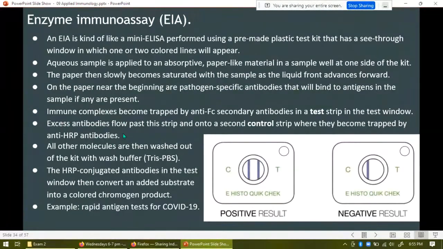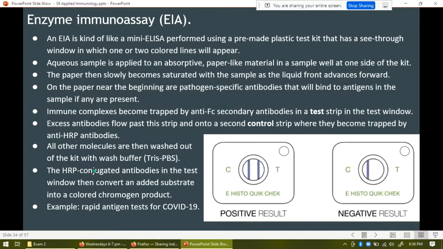Excess antibodies, yes, there will be excess antibodies. Excess antibodies in the liquid front, they might be bound to antigen, they might not be, they're probably not. They flow past the test strip because that's going to become saturated. They flow past it and onto a second control strip where they are trapped by anti-horseradish peroxidase antibodies. So antibodies that are specific for the enzyme that is linked to the antibody.